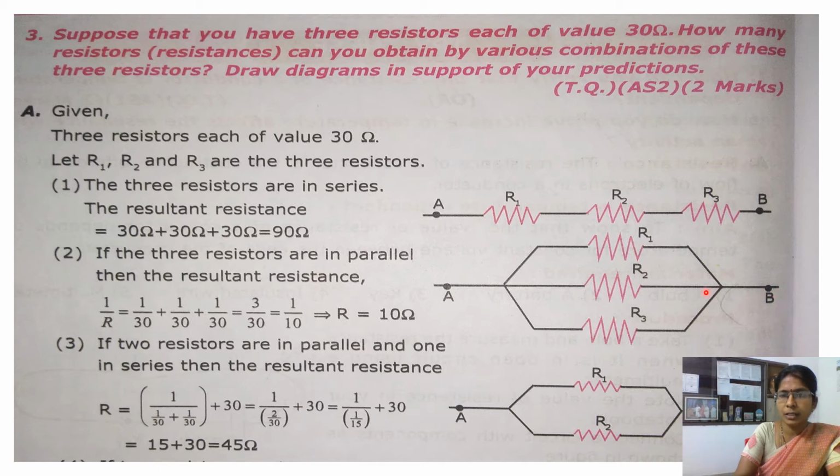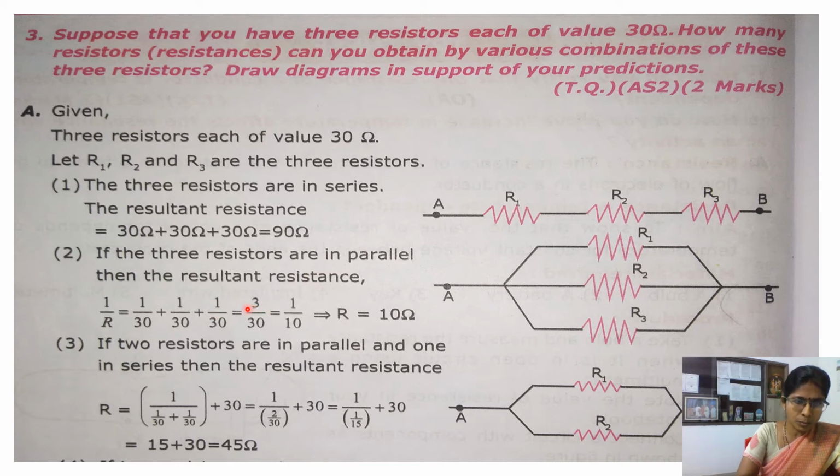So here these three resistors are in parallel combination, and the equivalent resistance in parallel combination: 1 by R is equal to 1 by R1 plus 1 by R2 plus 1 by R3, which is equal to 1 by 30 plus 1 by 30 plus 1 by 30. Since these are like fractions, the denominator will be 30 only, and add the numerators directly, 1 plus 1 plus 1. So it is equal to 3.